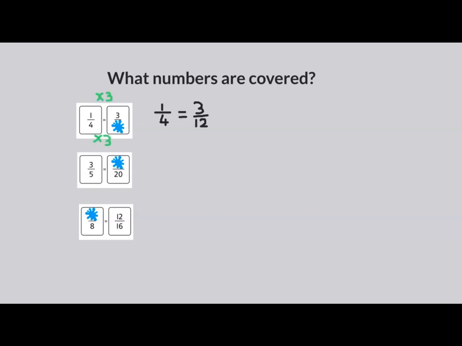Okay, for the first one, 1/4 is equivalent to 3 over something we don't know. So what we've got to work on are the 2 numerators. We need to look at the relationship between the 2 numerators. What is the relationship between 1 and 3? Well, 3 is obviously 3 times bigger than 1, so it's been multiplied by 3. So now we need to multiply the denominator by 3. 4 times 3 is 12. So 1/4 is equivalent to 3/12.